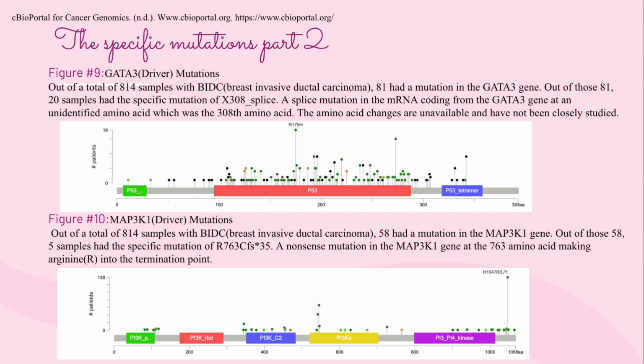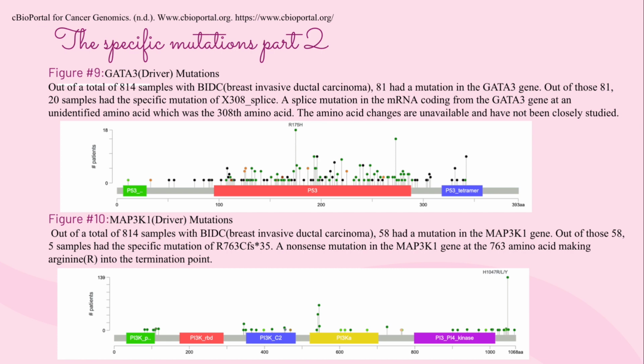And in this one, the GAT3 gene, for this specific mutation at the 308th amino acid, there is an unidentified amino acid that's all jumbled around in these exons and introns, causing a problem. This wasn't specifically studied to see which amino acid it was. We don't know which one it is, but we know that there was a problem there.